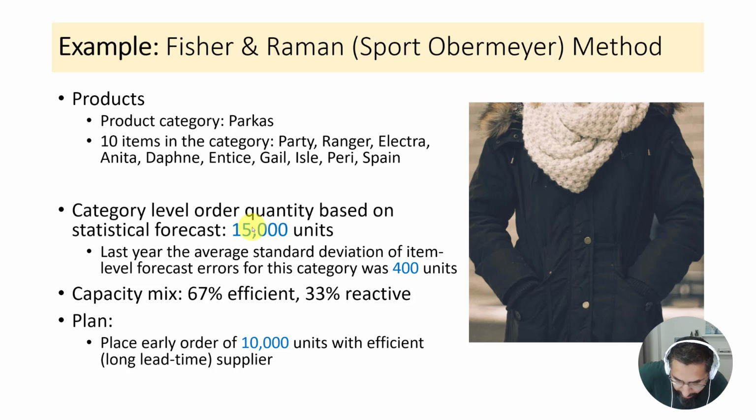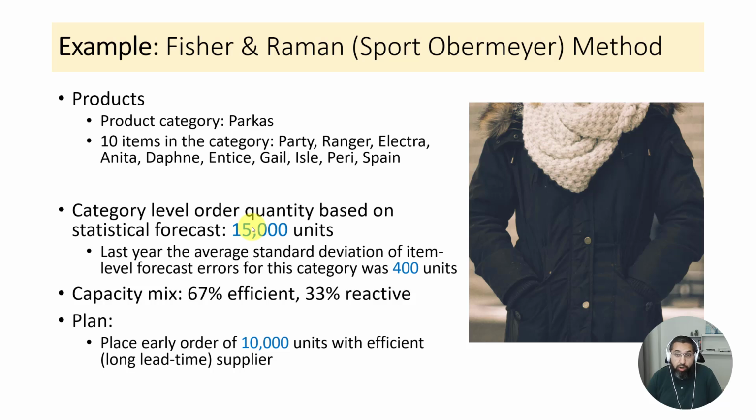Or the parkas are very profitable. The forecast might say we are going to sell 14,000 and we want to order 1,000 extra, because extra parkas, with a small discount, you can get rid of them, still sell them. But if you lose a sale, you lose a lot of money. So maybe you're ordering a little bit higher than forecast, or the forecast is 15,000 and you're ordering 15,000. Either way, based on the category level forecast, you have decided you want 15,000 women's parkas.